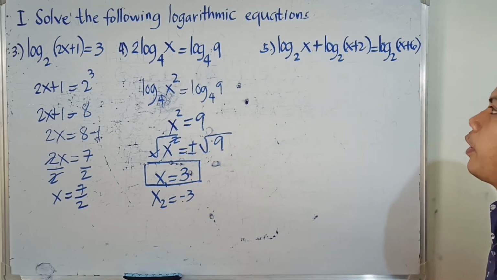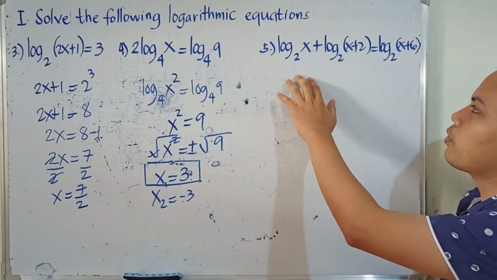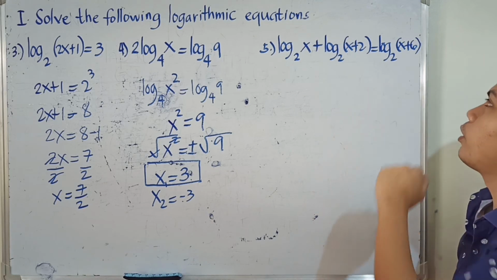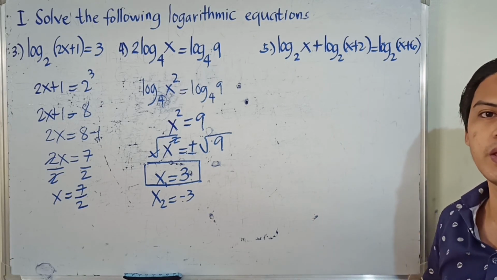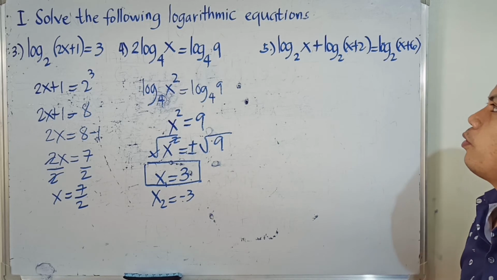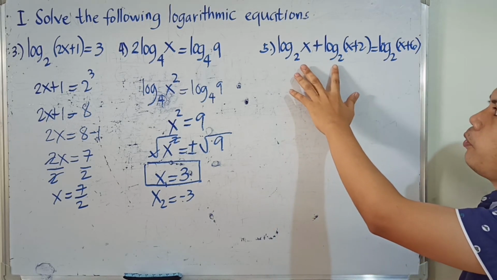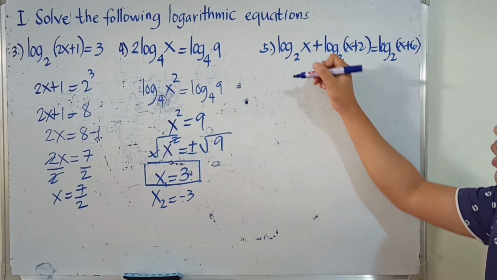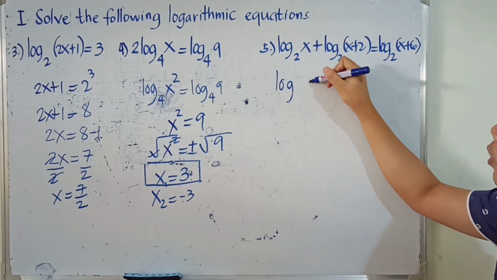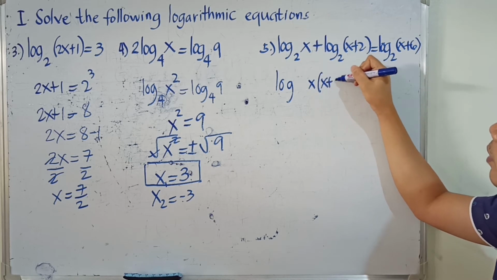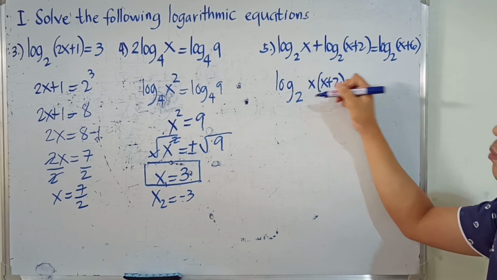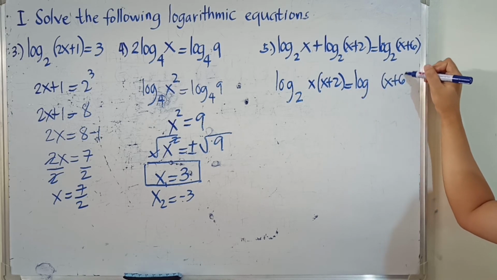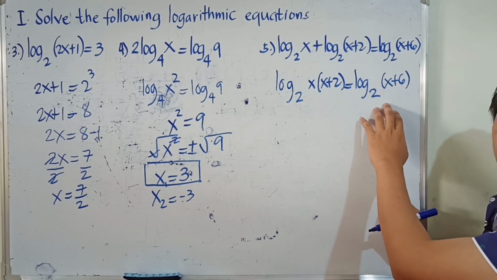Okay, let's have number 5. The logarithm of x to the base 2 plus the logarithm of x plus 2 to the base 2 is equal to the logarithm of x plus 6 to the base 2. So, again, we're going to make use of the product rule and we're going to condense these logarithms. So it will be written as the logarithm of x times the quantity x plus 2 to the base 2 is equal to the logarithm of x plus 6 to the base 2.